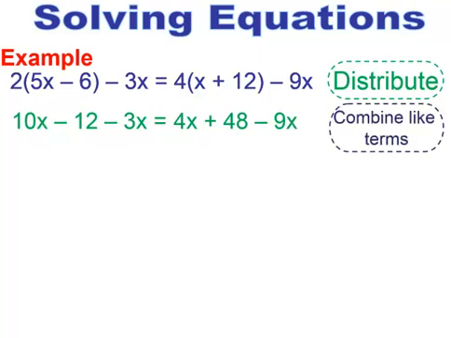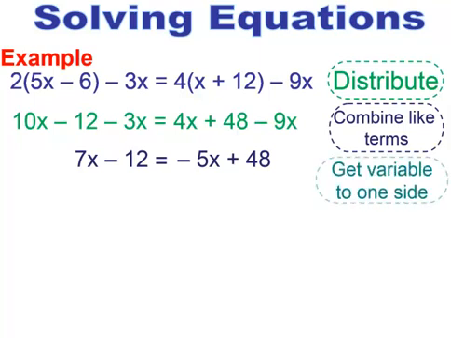And then the next step is to combine like terms. And the combined like terms are when they're on the same side of the equal sign. So on the left hand side I can combine the 10x and the minus 3x, and I'm going to get 7x, and I'm bringing down the minus 12. And it's going to equal, and I can combine the 4x and the minus 9x, which is going to give me a negative 5x, and I bring down the plus 48.